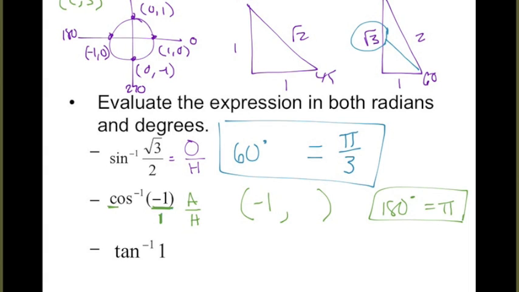For tangent, I'm going to go ahead and make this into a fraction again. What's SOHCAHTOA for tangent? Opposite over adjacent. So I need to find an angle that is across from a 1 and next to a 1. So what angle is both across from a 1 and next to a 1? The 45. And how many times does 45 go into 180? 4 times. 180 divided by 4 is 45. So pi divided by 4 is 45.